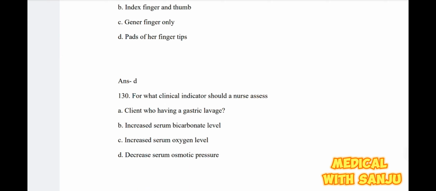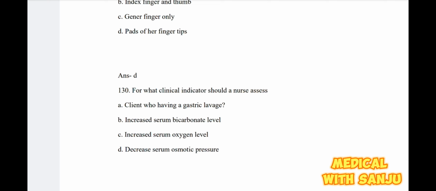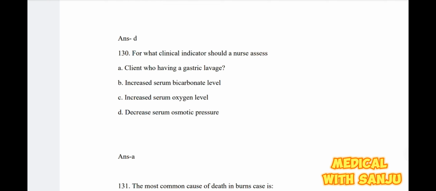Question number 130. For what clinical indicator should a nurse assess? Option A. Client who having a gastric lavage. Option B. Increase serum bicarbonate level. Option C. Increase serum oxygen level. And option D. Increase serum osmotic pressure. The right answer is option A. Client who having a gastric lavage.